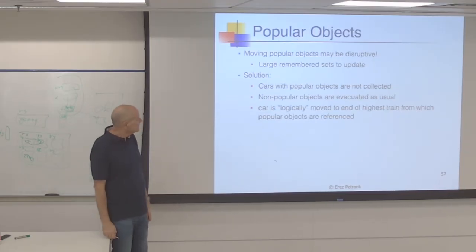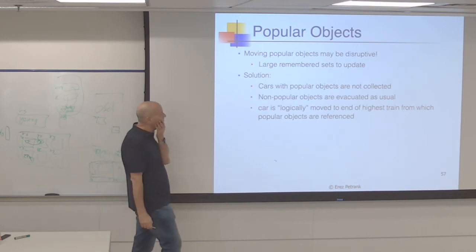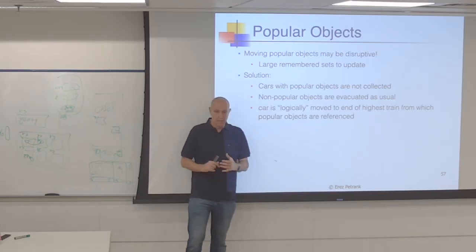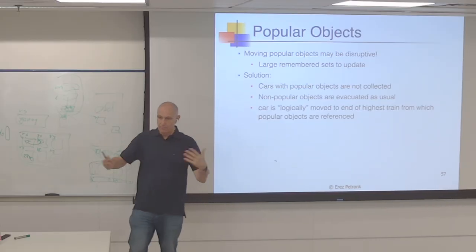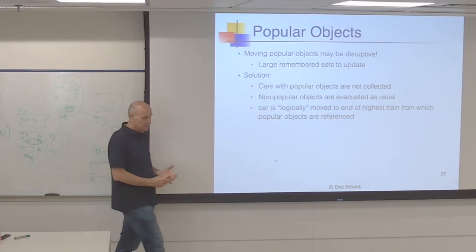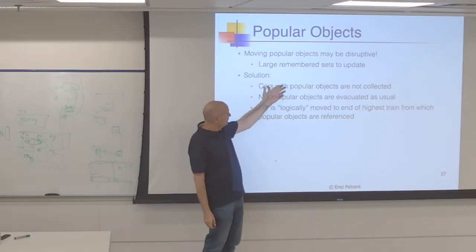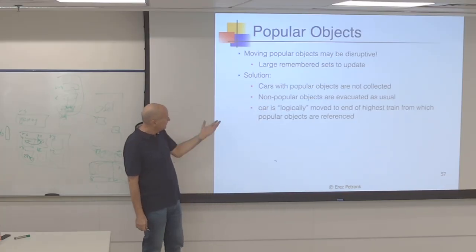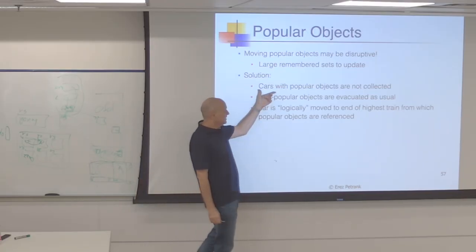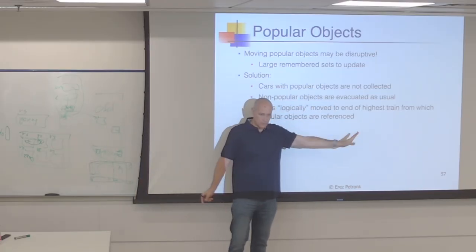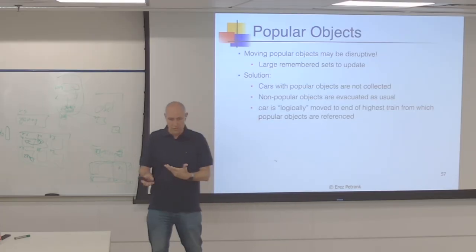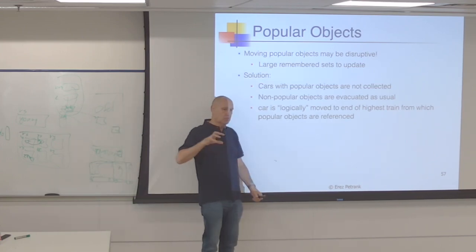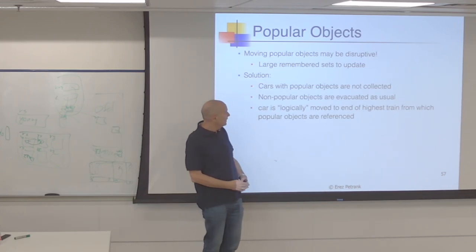Questions? Okay. So they also suggested to look at popular objects. If an object is referenced from many other objects, then when I move it, I will have to fix all these pointers, and it's going to be disruptive and take a lot of time. So they say, let's have cars with popular objects, and we don't collect them. Probably these objects are alive, there are so many pointers pointing to them. I'm just going to take this car logically and move it to the last train.